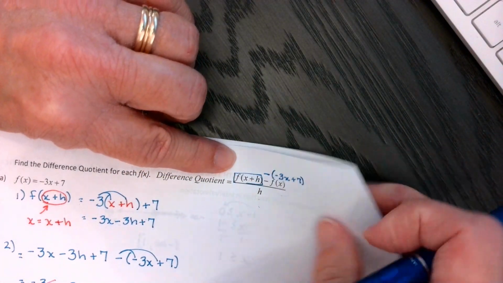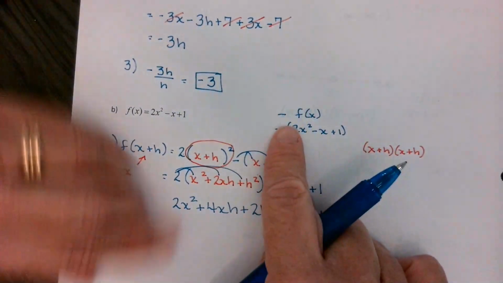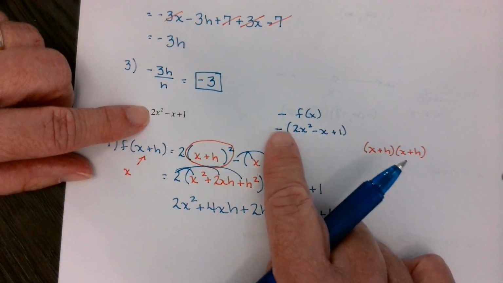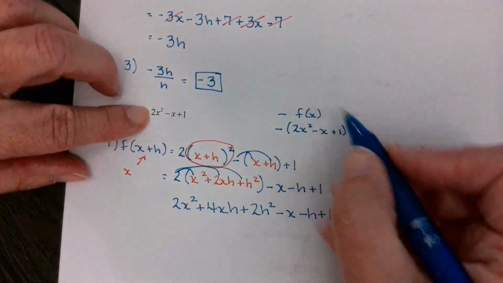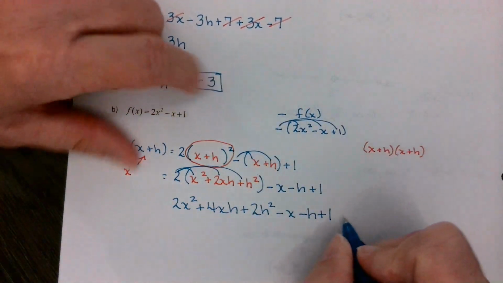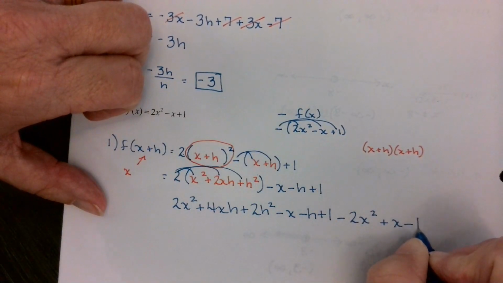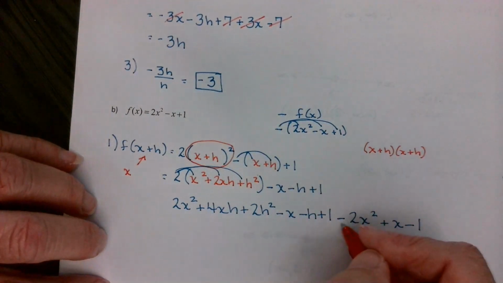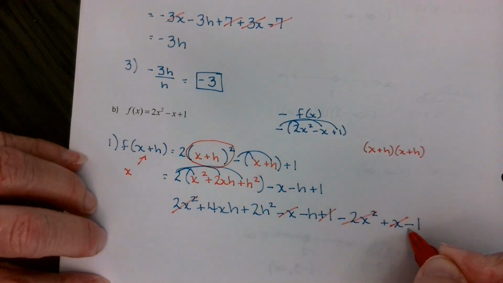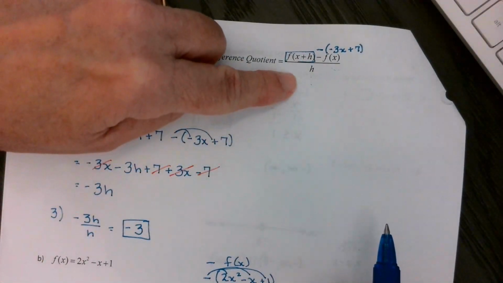Okay, now I'm going to subtract my original from it. I'm just going to be subtracting this, and what's going to happen? Okay, all my signs are going to change. So I'm taking this and I'm subtracting this from it, which changes all those signs. So I have minus 2x squared plus x minus 1. Now watch what happens. These cancel, my x's cancel, and so do my 1's. And the last step, just like we did here, is we divide by h.